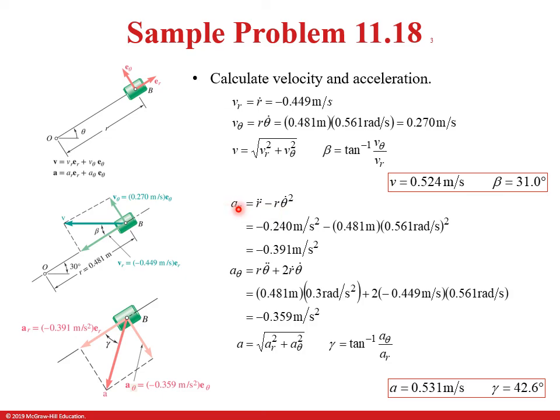So we get our acceleration in the radial direction here. We get the acceleration in the theta direction here, and we're doing the same process. Acceleration equals the square root of the radial component squared plus the theta component squared, and in this case the angle is here, inverse tangent of the theta component over the radial component, and we have the magnitude and the direction of our acceleration vector. It looks like our velocity vector is headed this way, and the acceleration vector is heading that way.